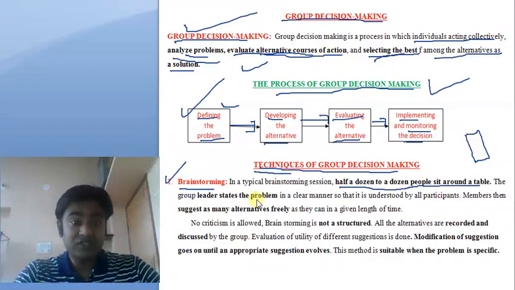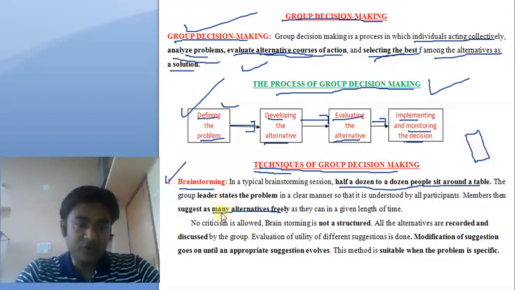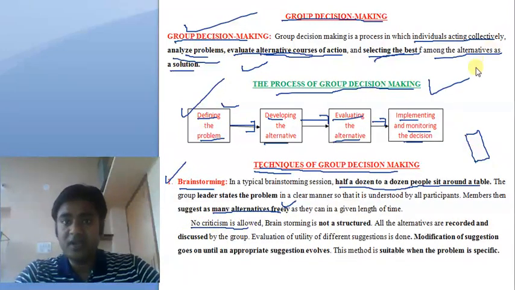The group leader states the problem in a clear manner so that everybody can understand. Then the members suggest as many alternatives freely as they can. Other members of the group give different solutions, that is different alternatives, and they are totally free. In this method no criticism is allowed. A member cannot criticize other members of the group.